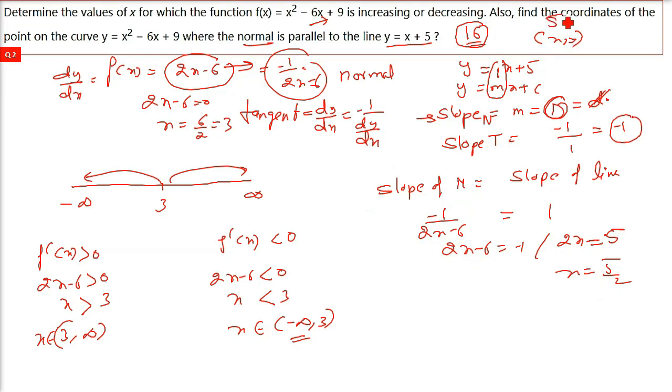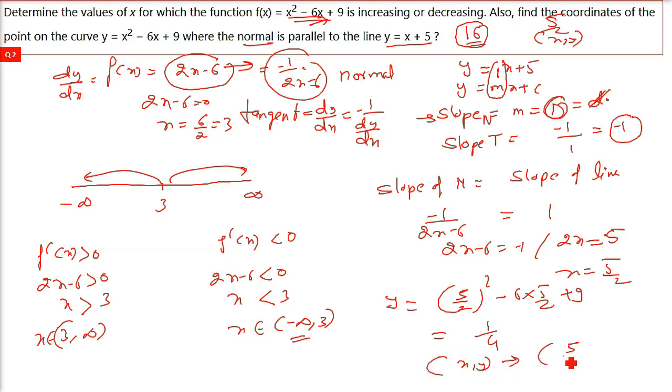Now what will be the coordinates? You already have x equals 5 by 2. So why not put this in the original equation, y equals x square minus 6x plus 9. I am just replacing x by 5 by 2 in this equation. When you solve this, you are going to get y as 1 by 4. So x was 5 by 2, y is 1 by 4.